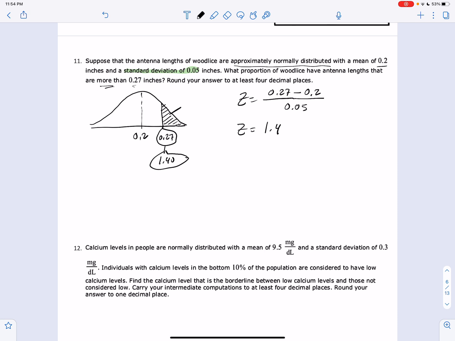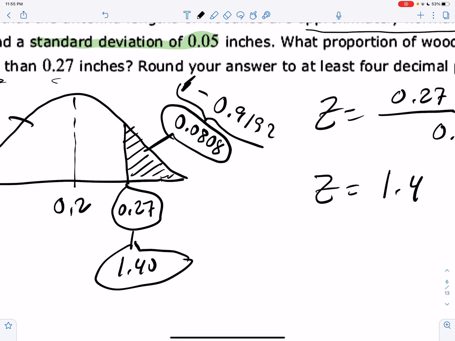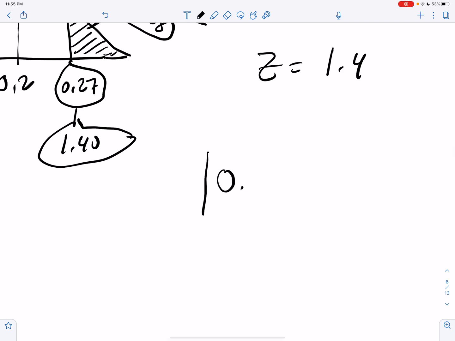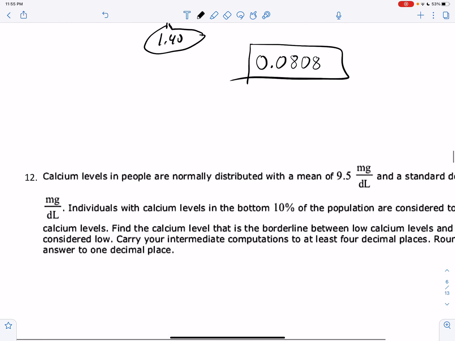Look that up on the table. Of course, that always gives us area to the left, 0.9192. That's not what I want. I want the area to the right, so 1 minus 0.9192, and it gives me my answer. What's the answer? The answer is 0.0808. Go ahead and write that a little larger over here. 0.0808. All right, let's move on. Number 12.